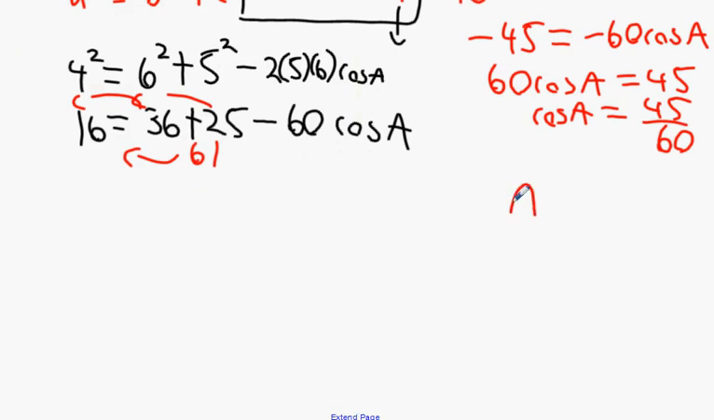Cos inverse 45 over 60. If you brought the 60 up, you're only getting 45 on its own. You want to get A on its own. To separate A from cos, the only way to do that is by cos inverse. Yes?